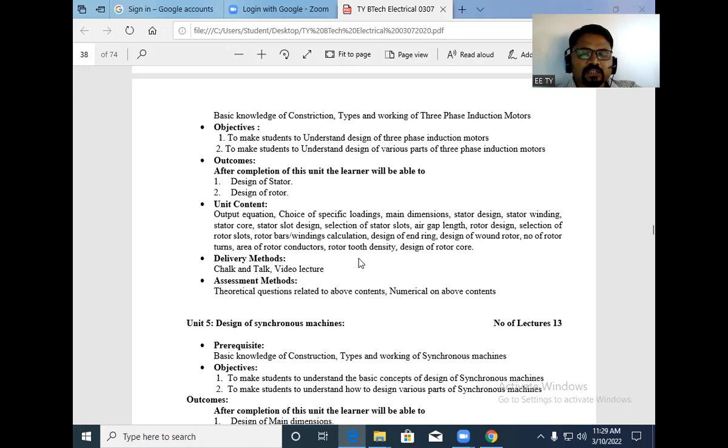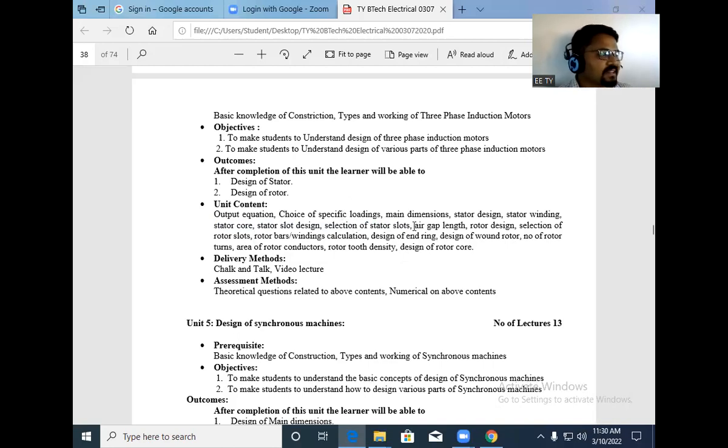जे ऑनलाइन स्टुडंट अटेंड करतायत त्यांनी आता स्टेटर डिझाइन दिला असेल त्याच्या समोर ब्रॅकेट करा आणि लिहा, स्टेटर वाइंडिंग, कॉमा, स्टेटर कोअर, then comma stator slot design, comma selection of stator slots. Bracket complete करा.